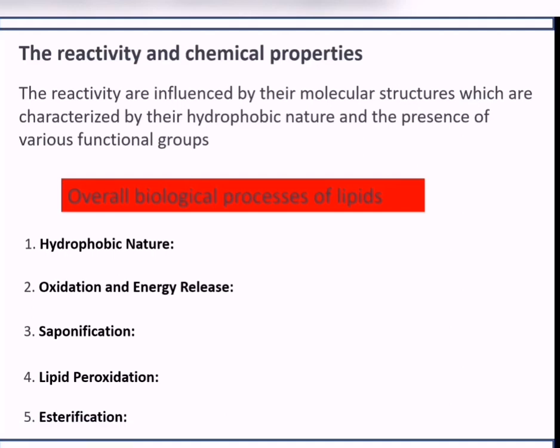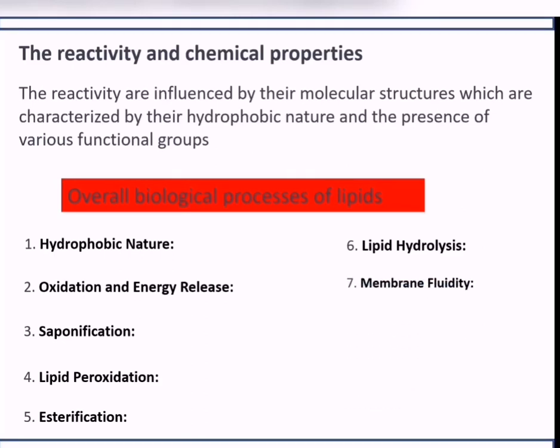The next one is esterification. Lipids participate in esterification reactions, in which fatty acids react with alcohols to form esters. These esters are found in many lipids, such as triglycerides and phospholipids. The sixth one is lipid hydrolysis. Enzymes known as lipases catalyze the hydrolysis of the ester bonds in lipids, breaking them down into their constituent fatty acids and glycerol. This is crucial for lipid digestion and the release of stored energy.